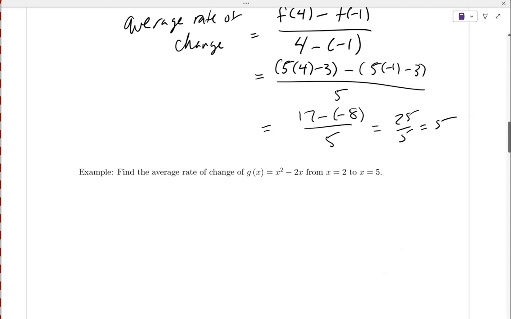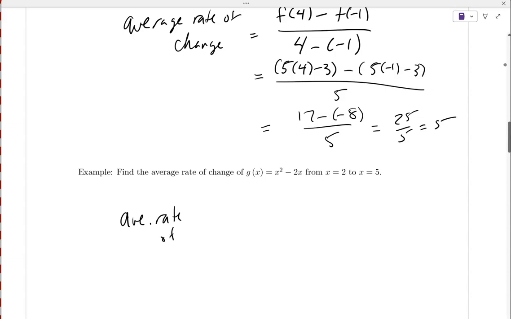Are there questions on that at all? Like I said, it's just a matter of plugging it in. So if we do the next one, you tell me how to do it. What would we do first? With the average rate of change of g here, what would we do first?